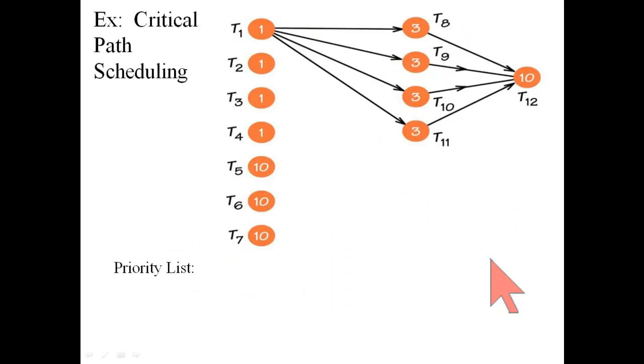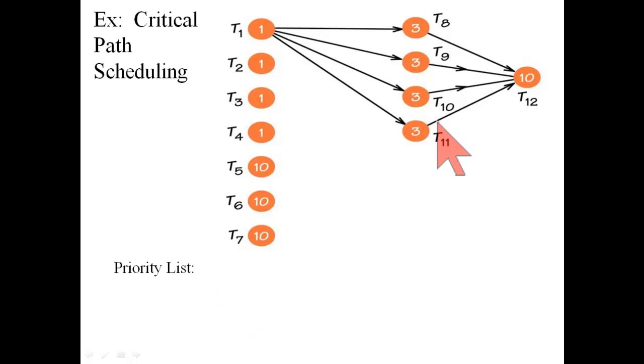Let's look at another example, try and decide whether that would be the case or not. Here's kind of a strange looking example. Here's the order requirement digraph. We want to generate the priority list using critical path scheduling. So let's do that on just one page now rather than consecutive slides.